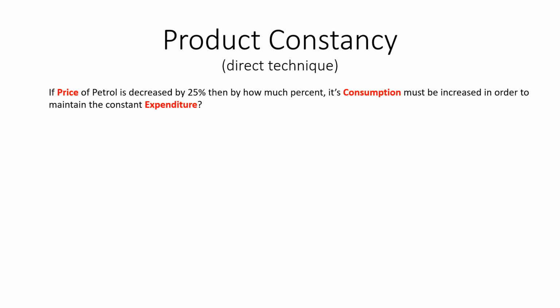Now let us look at just the opposite concept of this. In this it is given that if price of petrol decreases by 25%, then by how much percent consumption must be increased in order to maintain the constant expenditure. So again we know that price into consumption is equal to expenditure. Now here price is decreasing by 25%. So 25% is minus 1 by 4, minus for decrease.